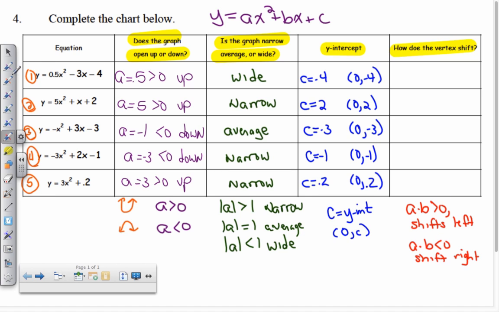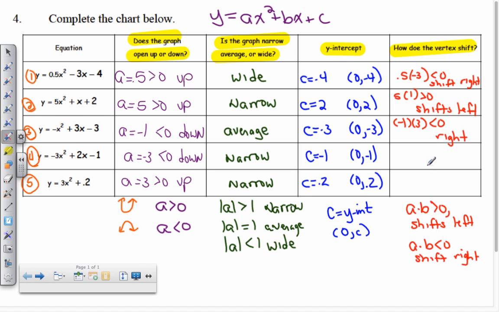And so if we look at number 1, you have your A is 0.5, your B is negative 3. 0.5 times negative 3 is less than 0, and so that is going to shift right. And number 2, you have 5 and you have 1, which that's greater than 0, so greater than 0 shifts left. Number 3, you have a negative 1 and a 3, which is less than 0. So this again is going to be a right shift.